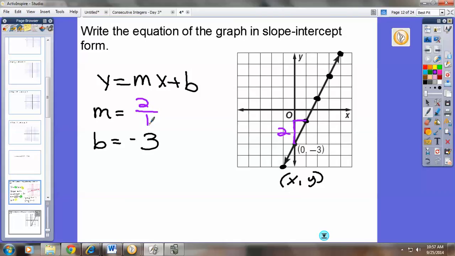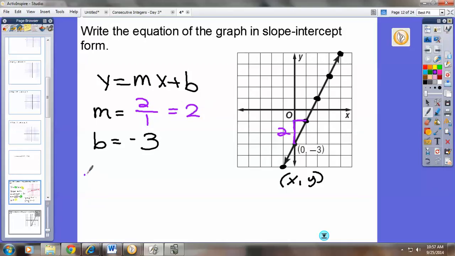If you have a slope that needs to be simplified, like our slope is 2 over 1, we can simplify that. I do want you to do that. Otherwise, I would mark it incorrect when you want simplified. Well, what is 2 over 1 simplified to? 2. So please make sure you do that.